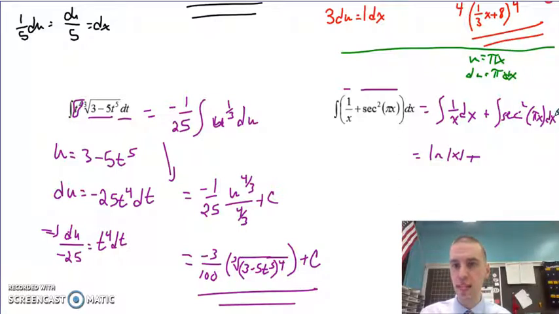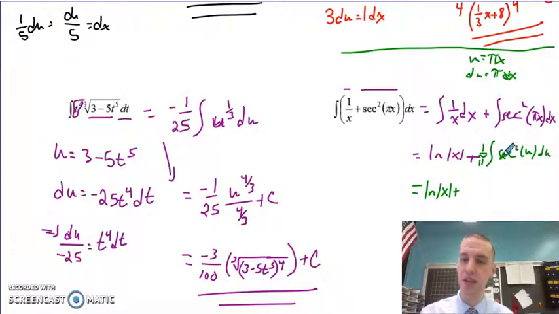And notice that we only want a dx out in front, so we'll say this is 1 over pi. So 1 over pi comes out in front of the integral of secant squared u du. And we can then say this is the ln of the absolute value of x plus the integral of secant squared. You know the derivative of tangent is secant squared, so the integral of secant squared is tangent. So 1 over pi tangent of u, which is pi x, plus c.